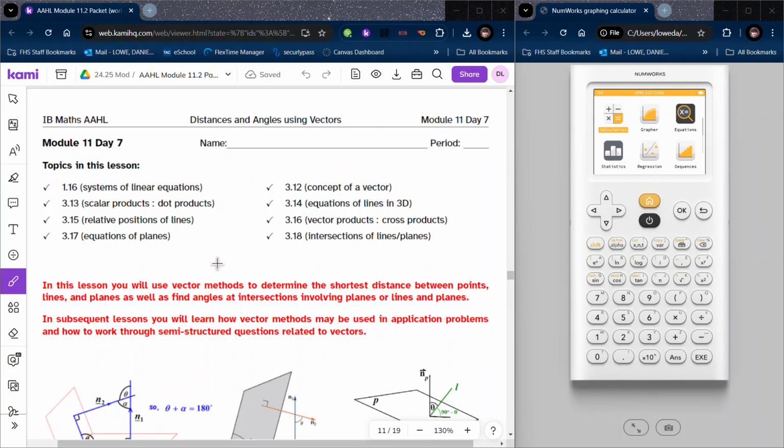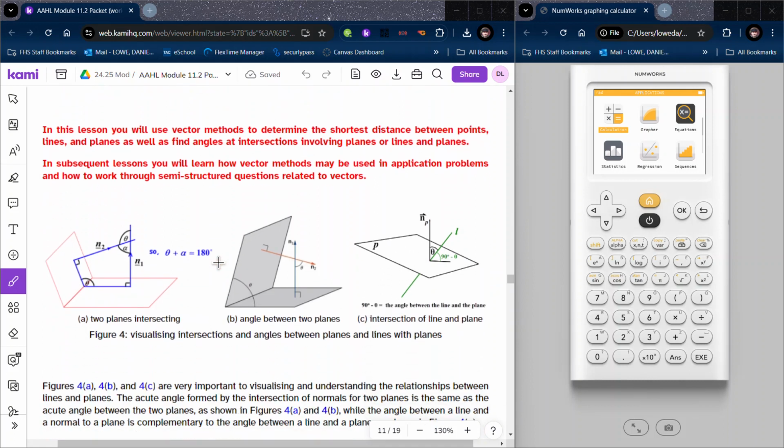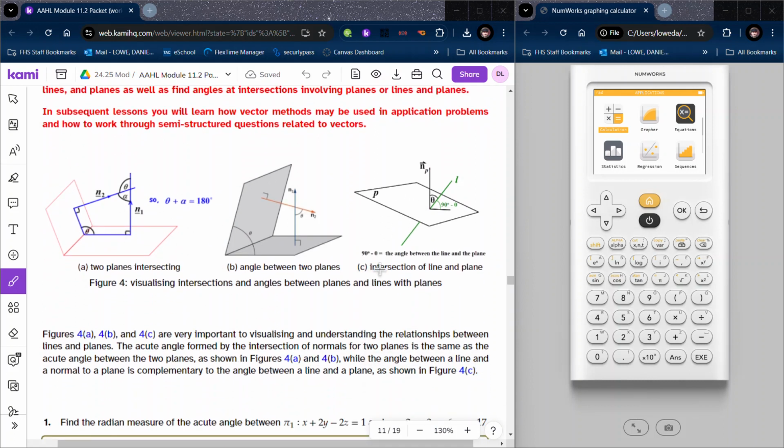But we're going to focus on finding the shortest distance between some points, between lines, and between planes, as well as finding angles at intersections involving planes or lines and planes. So let's have a look real quick.